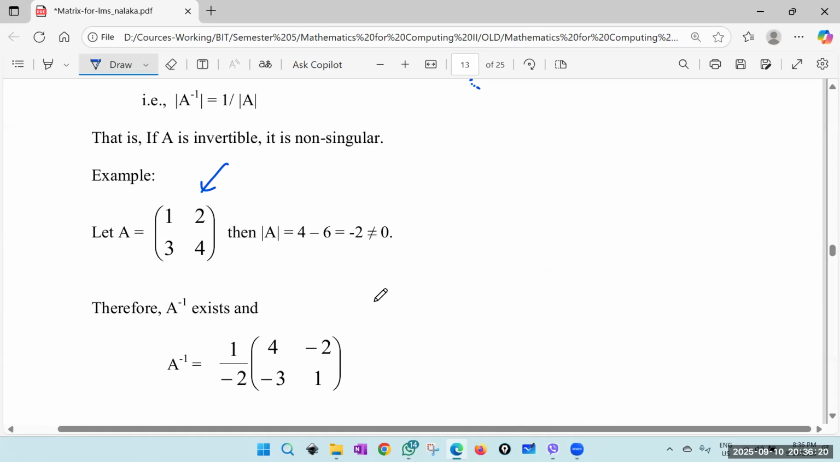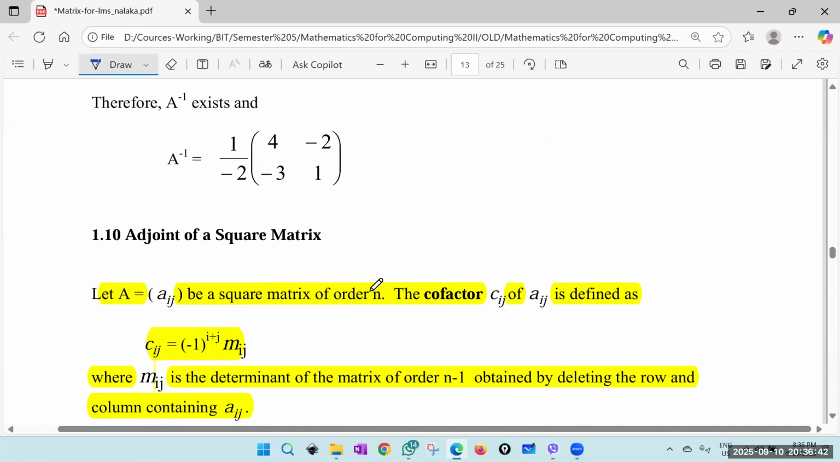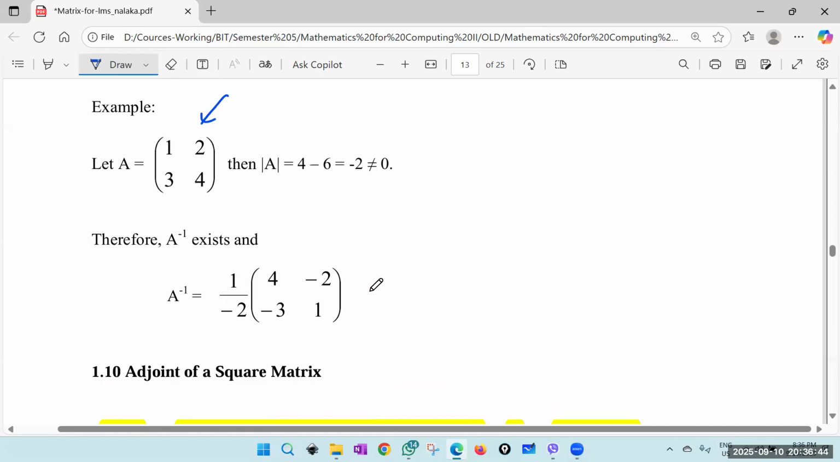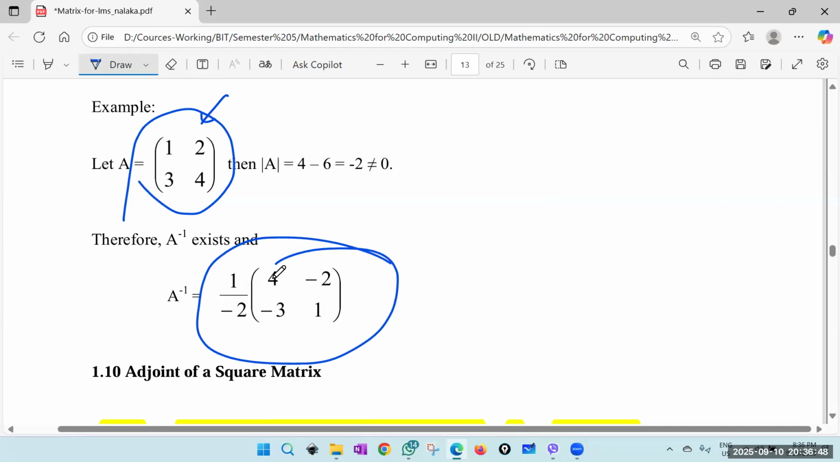Of course, if it has an inverse, definitely we can find it. Finding that inverse is not a very difficult task, but it's a little bit boring. But anyway, we can do it. And of course, we can get computers to help us once we write a program. Now, for this one, if you find the inverse, it will be this.